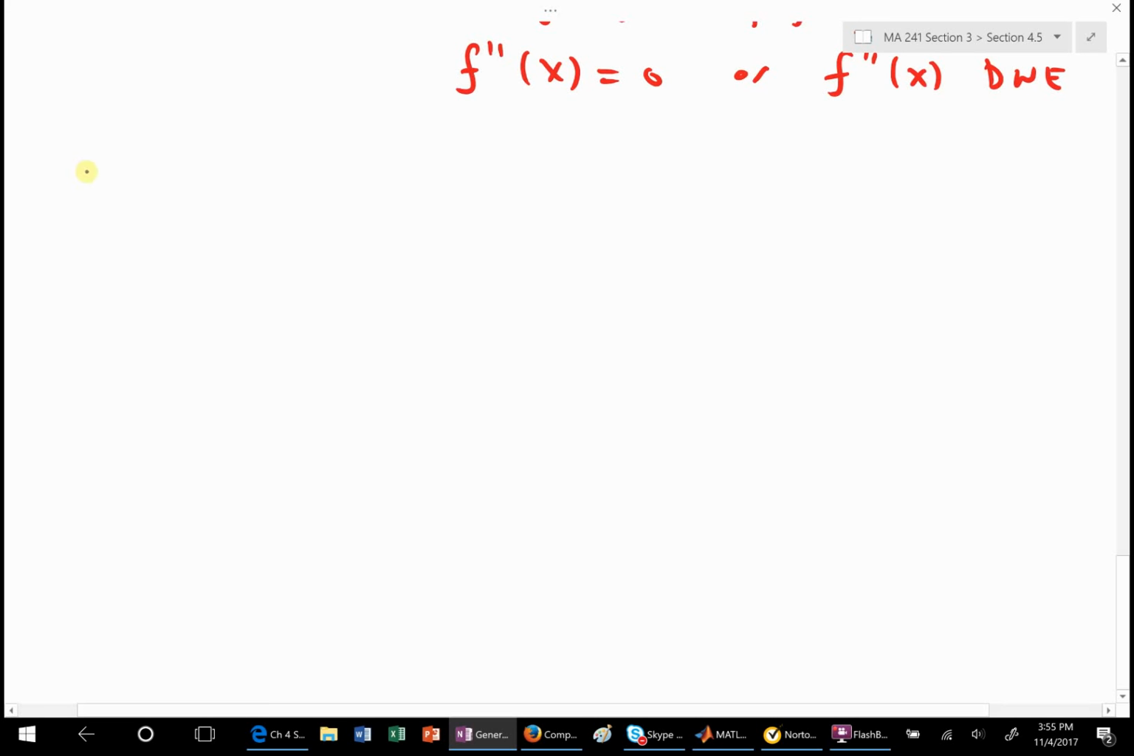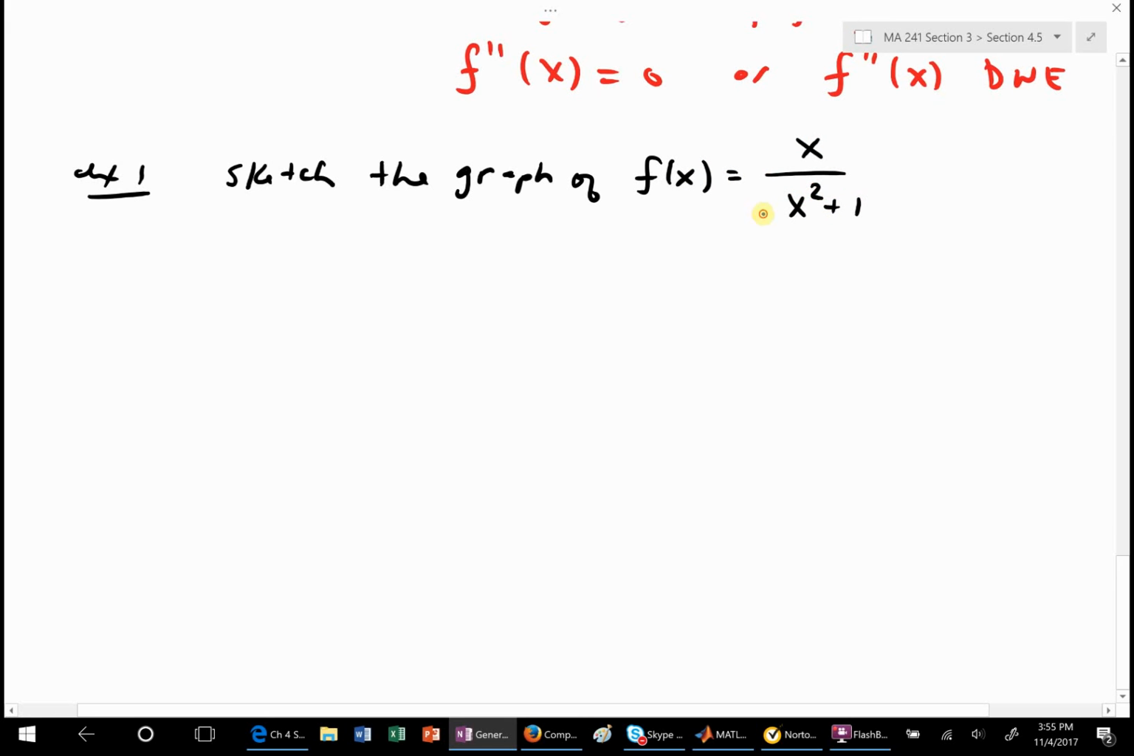So let's go ahead and sketch the graph of f of x is equal to x over the square root of x plus 1. Okay? I'm sorry, x plus 1, sorry. Not x squared plus 1.